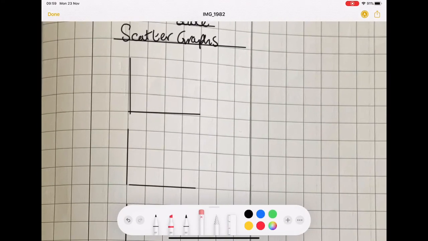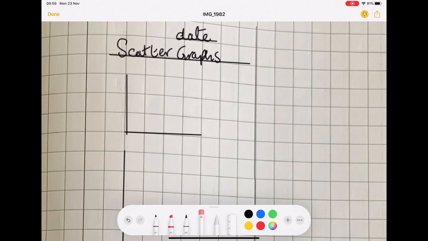Good morning, Year 9. Today we are doing a lesson on scattergraphs, so please write the date and the heading. Obviously you're going to write your actual date and underline that for me. Make sure you have a margin down the centre of your page. And then on the y-axis I've got height.